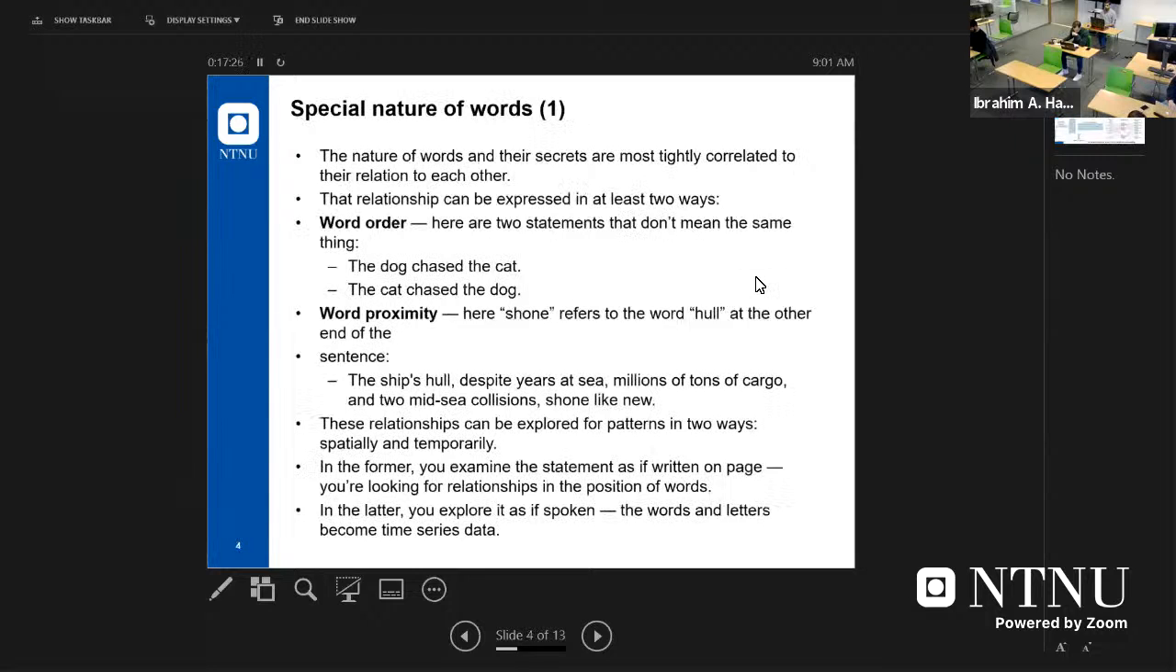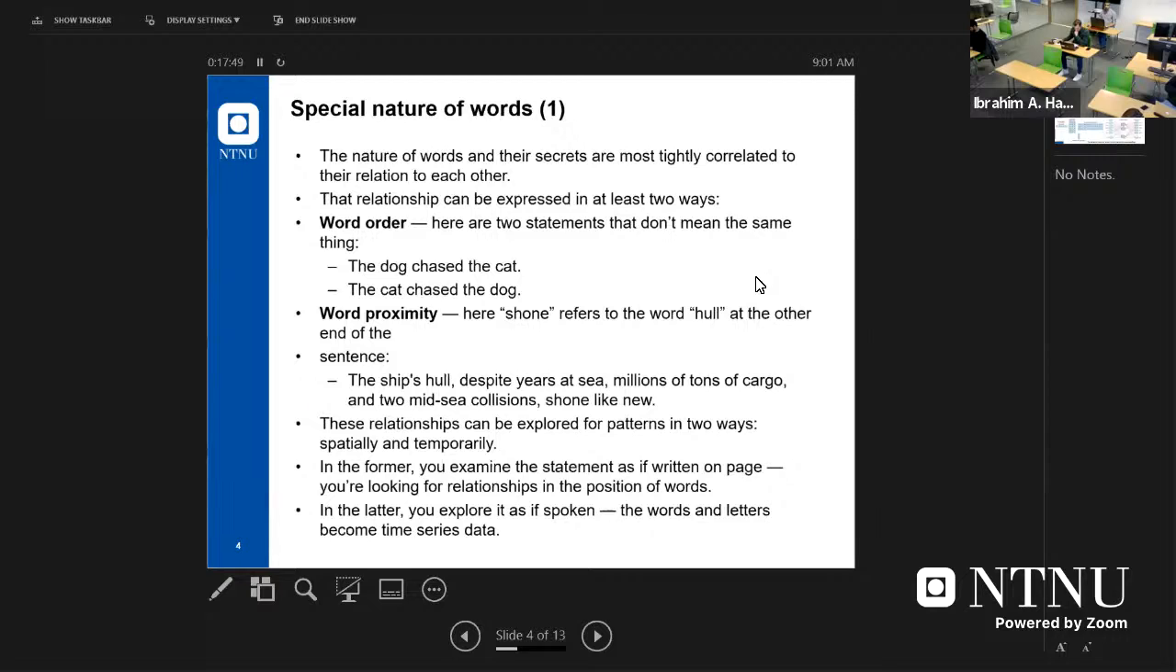So language has a special nature. The nature of words and their secrets are correlated to the relationships of each word. When you read something, there are connections between words. Sometimes you can even predict what will be the next one, because there is correlation, and we have been learning this for a long time.